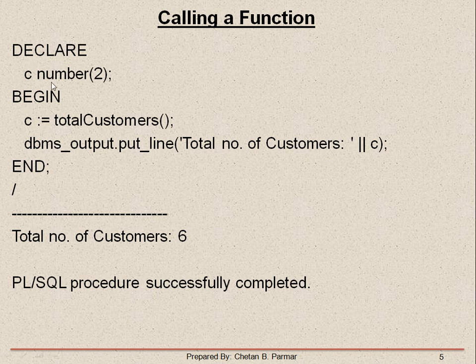So this PLSQL block is executed. First it creates the C variable, then total customer is a function, so it calls this function, fetches the value, stores the value in C and prints the value here. So ultimately you get the output: total number of customers 6.